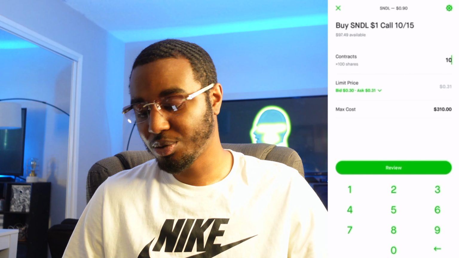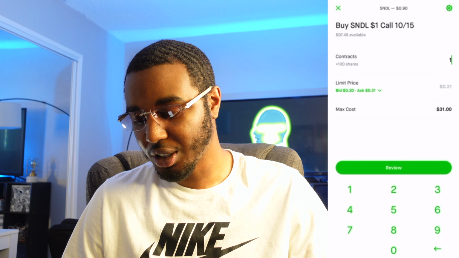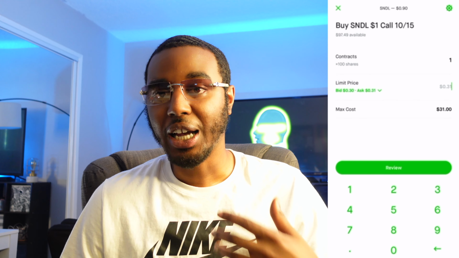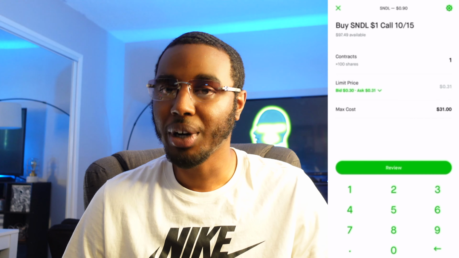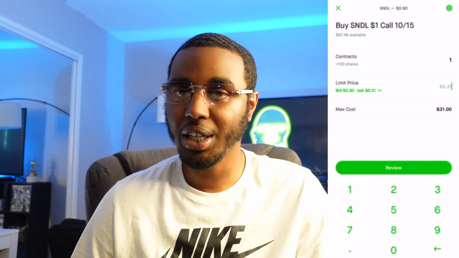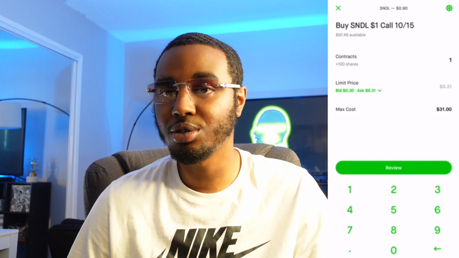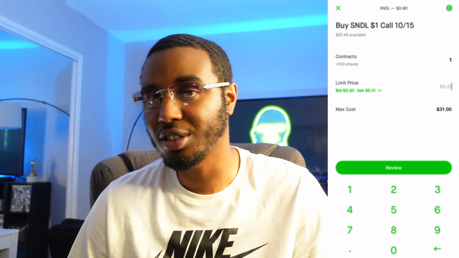But for the purpose of this one, we're going to use 1. So you put in the limit price and then it's going to execute that for you. But the downsides of options is that if the price doesn't go above the strike price or the number that you chose, then the option is going to expire worthless, which means you're going to lose the $30 that you put up for the right to do this.